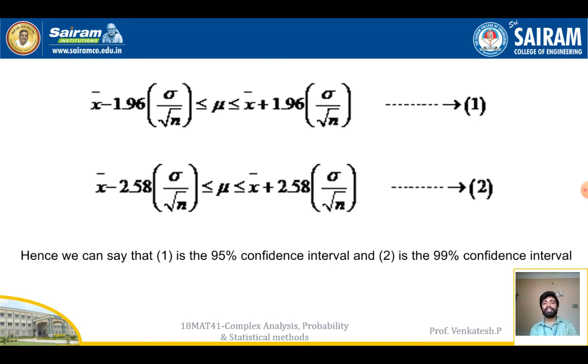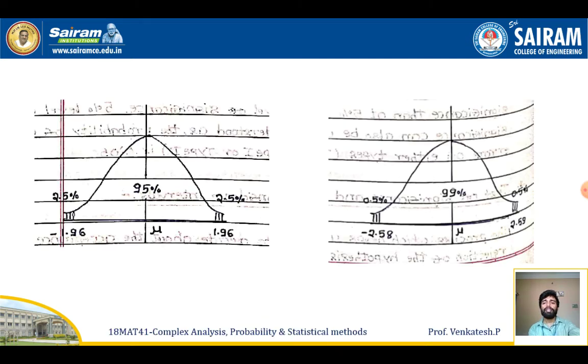So hence we can say that equation 1 is the 95% confidence interval, and equation 2 will be the 99% confidence interval. So this is called normal curves to denote the 95% significance level and the 99% significance level.